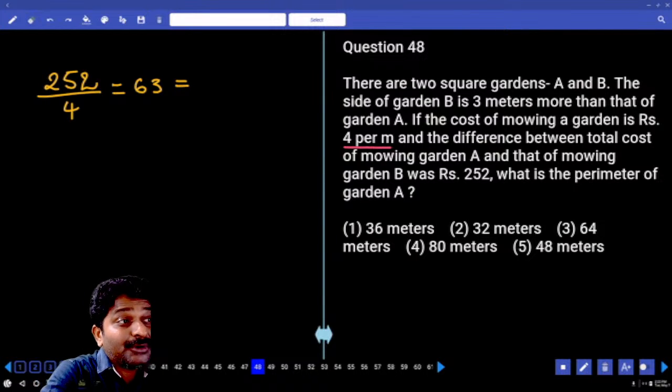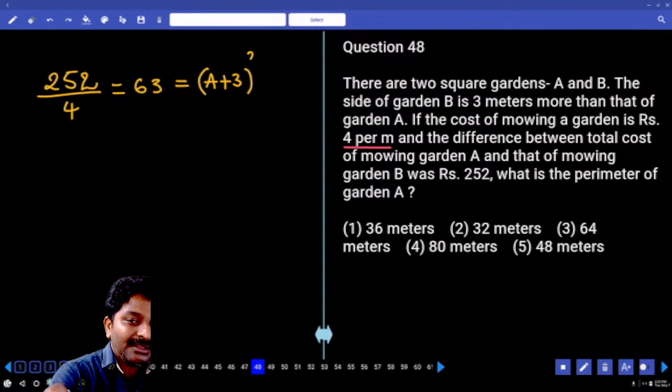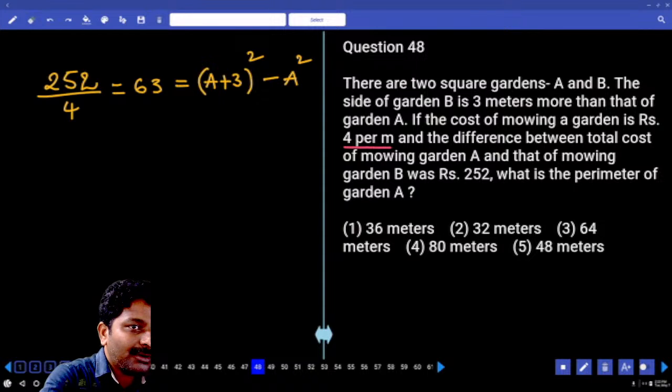Whose side is more? Which is A plus 3 side. Area: square minus square, A square minus B square format. A plus B into A minus B. A plus B is 2A plus 3.